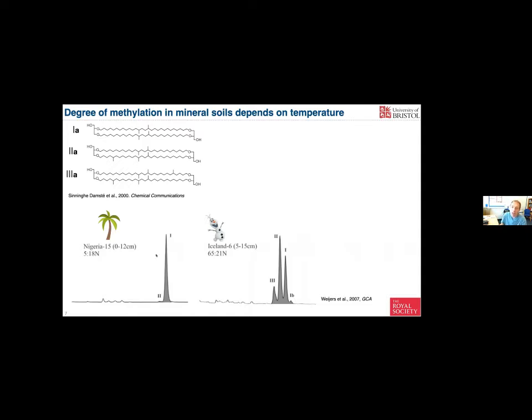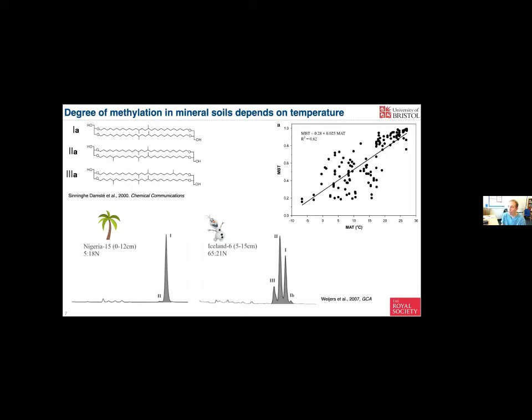What they saw is that a tropical soil, for example, here on the left side, you see a soil from Nigeria, looked very different in its distribution from a soil from Iceland, shown here on the right. Nigeria warm, Iceland being cold. And what you see in these warm soils, you see that most branched GDGTs come in this tetramethylated form, so they only have 4 methyl branches. Well, in these colder soils, they have 5 and 6 methyl branches, right?